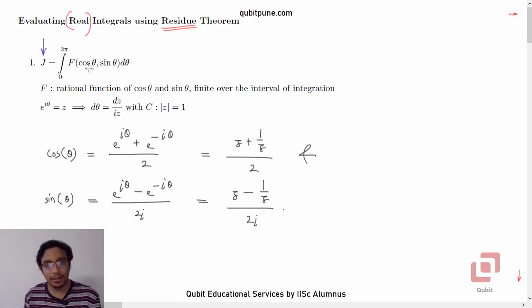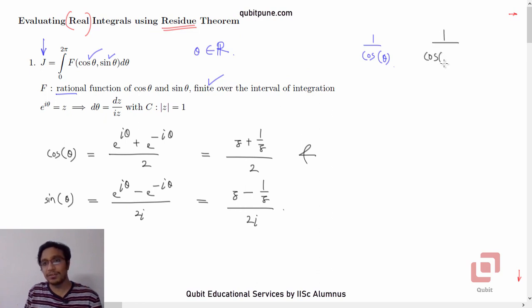Here the integrand is a function of sine theta and cos theta, where theta is a real variable. And what is f? F is not only a function of sine theta and cos theta, but more importantly it is a rational function of sine theta and cos theta, which is finite over the interval of integration. Meaning you cannot take something like 1 upon cos theta, which is not defined at 0.